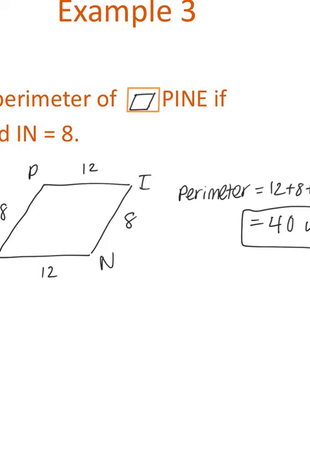Some people in my last period were like, well, Mr. Yurko, if we know 2 of the sides, we just multiply each of them by 2, and we add them together. You could have absolutely done it that way. You would have gotten 12 times 2 is 24, added with 8 times 2, which is 16, and you would have gotten 40 as well. Because you know for a parallelogram, you have 2 pairs of congruent sides. All right.